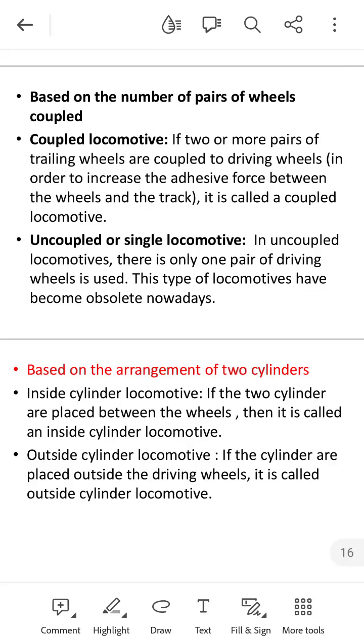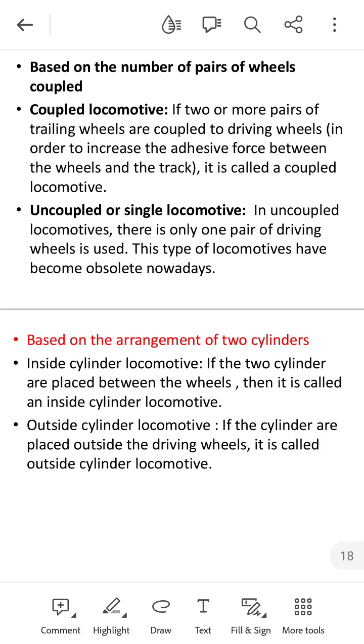The second classification is based on the arrangement of the two cylinders: inside cylinder locomotives and outside cylinder locomotives. Inside cylinder locomotives: if the two cylinders are placed between the wheels, it is called an inside cylinder locomotive. Outside cylinder locomotives: if the cylinders are placed outside the driving wheels, it is called an outside cylinder locomotive.